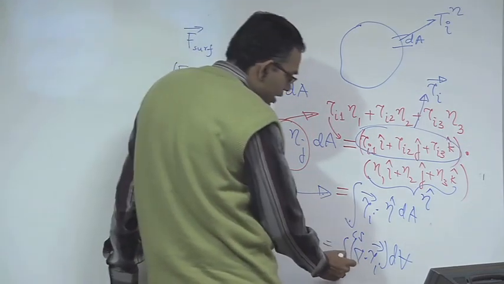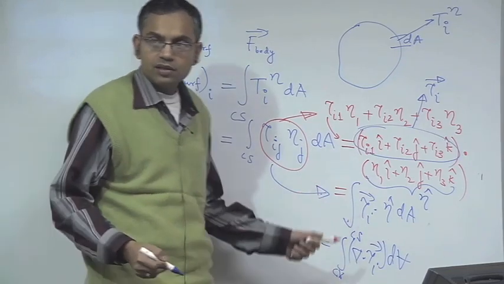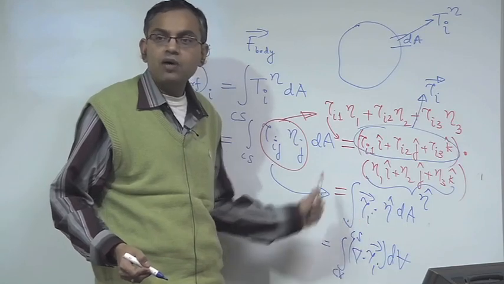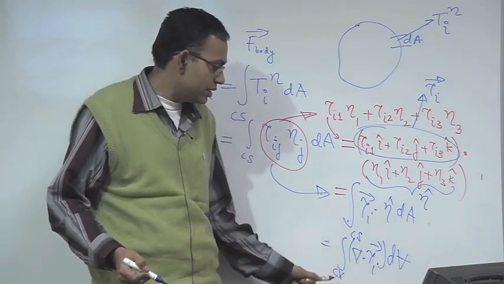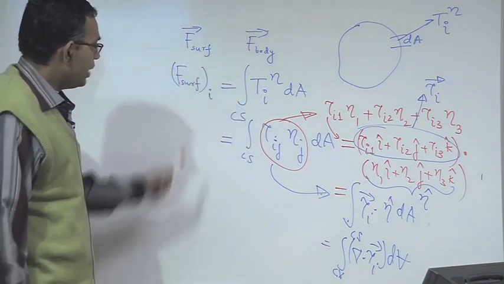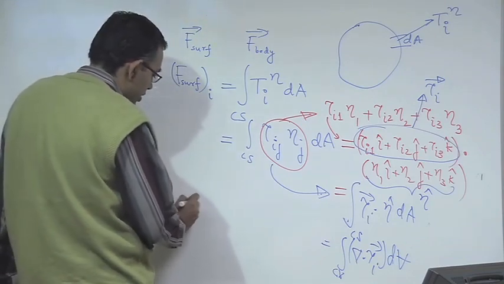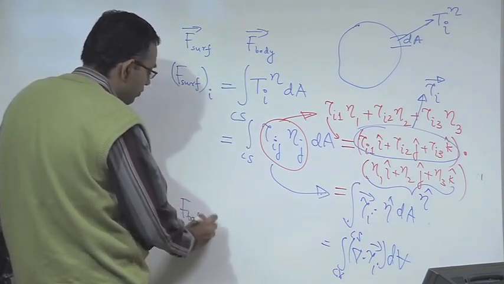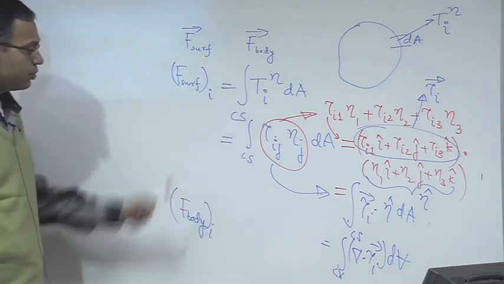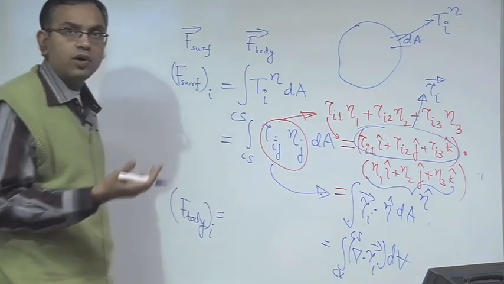This integral is over what? The volume that bounds the control surface. Rather, the control surface is the surface that bounds the control volume. So, this is the control volume. So, we have got the surface force and the body force. The surface force we have written in terms of a volume integral. The body force anyway is normally written in terms of the volume integral.